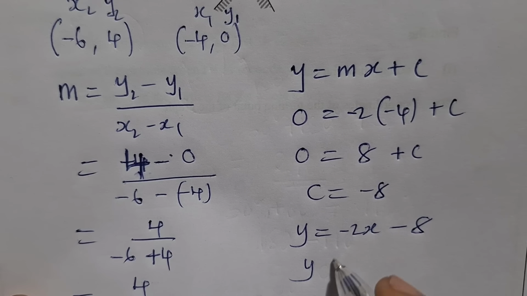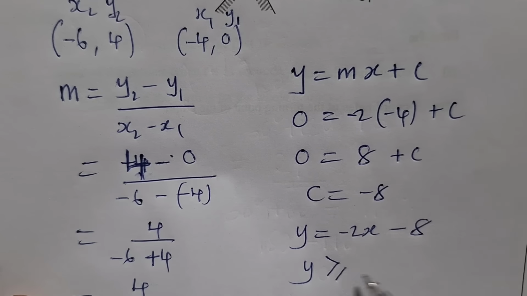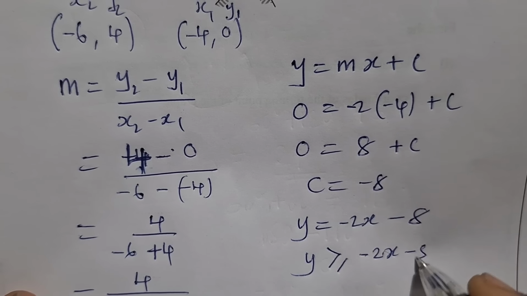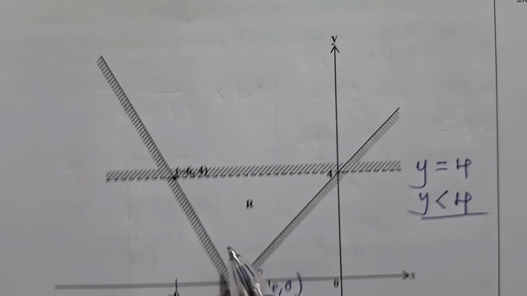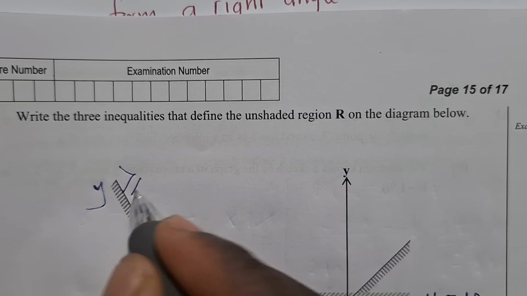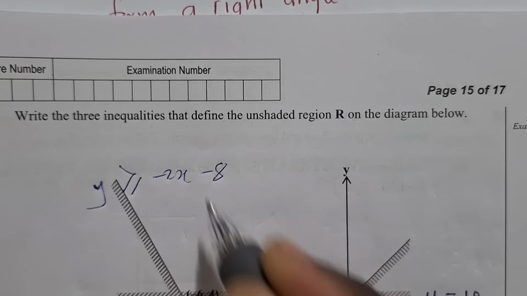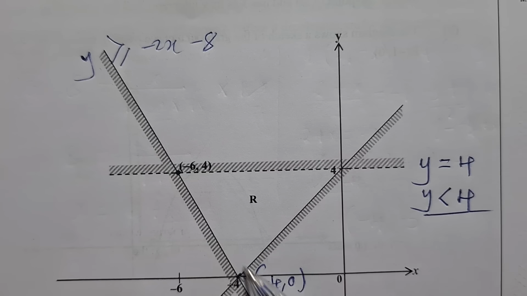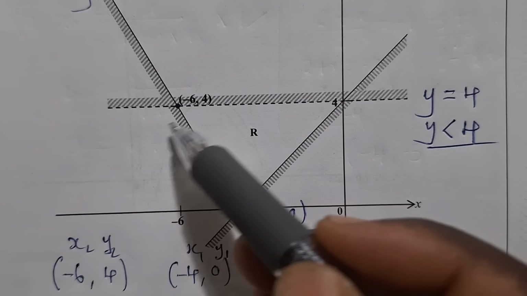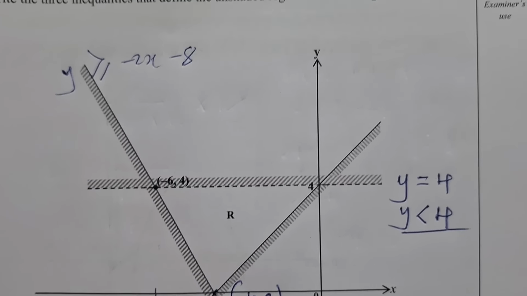So we can write y is greater or equal to negative 2x minus 8. This is the answer. Okay, so this is what we have: y is greater or equal to negative 2x minus 8. So this is where it's shaded, okay? Down here. So we get the opposite, which is a greater.